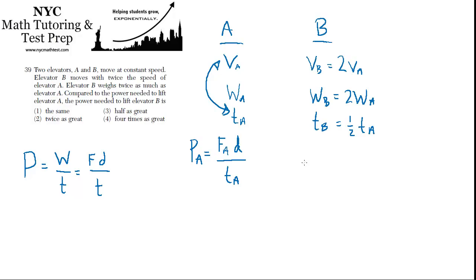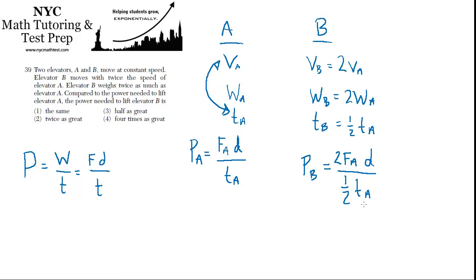So now we can write the power expression for elevator B. Well, elevator B has to overcome the weight of elevator B, which is 2 times the weight of elevator A. So instead of writing FB here, I'm going to write 2FA. Right? It's got to overcome twice as much weight because elevator B is heavier. And then the distance is again the same. And the time, since it's going twice as fast, it's only going to take half as much time as A. So instead of writing TB, I'll write 1/2 TA.